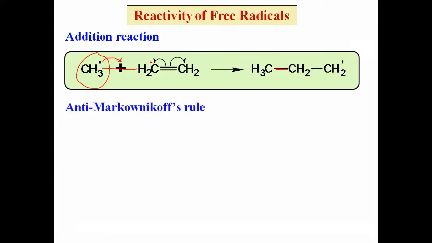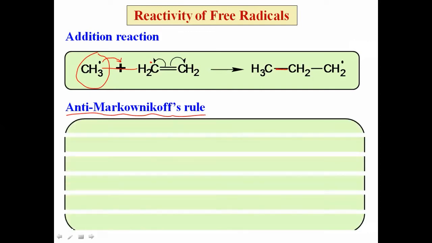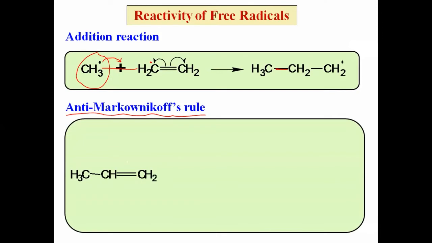Now let us see one more very interesting example. What is meant by anti-Markovnikov's rule? We will see what anti-Markovnikov's rule is and what is the role of free radical in the mechanism. I will take a very simple example of an addition reaction. Okay, this is an example of again an alkene. The name of the compound is propene, and this is an unsymmetrical alkene.